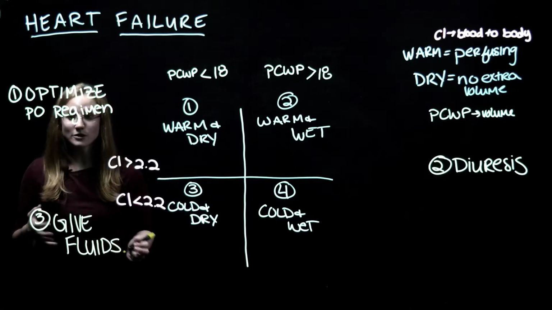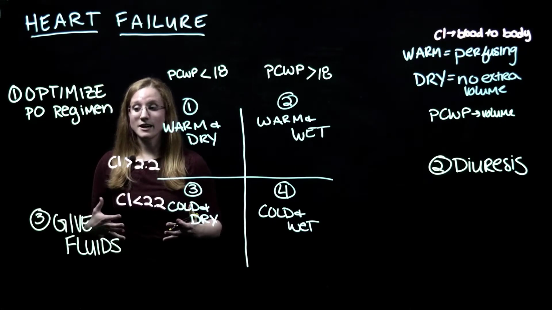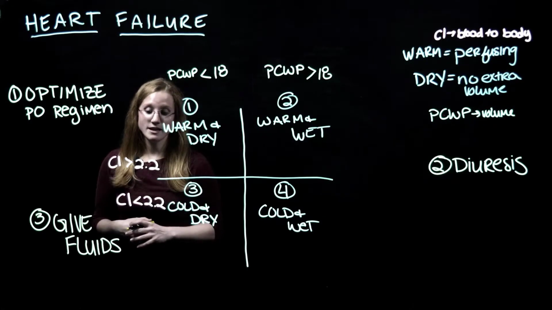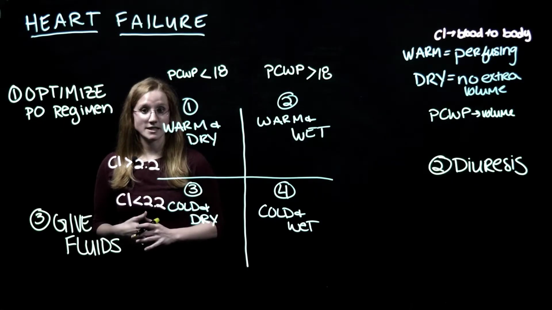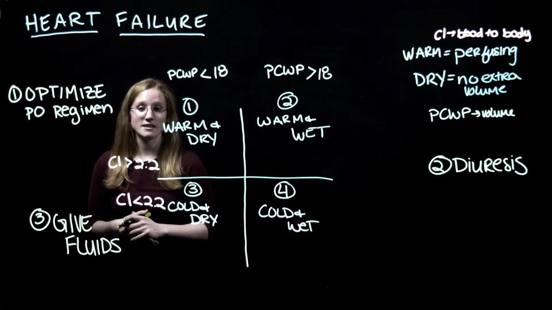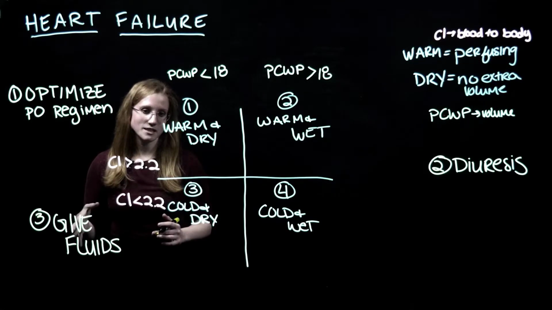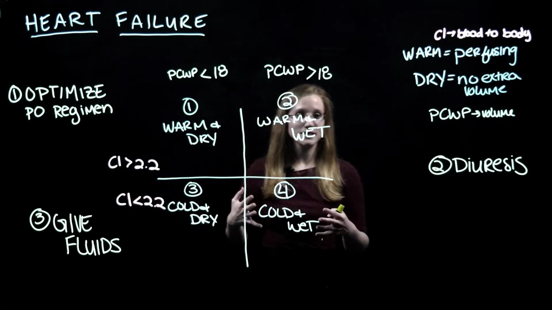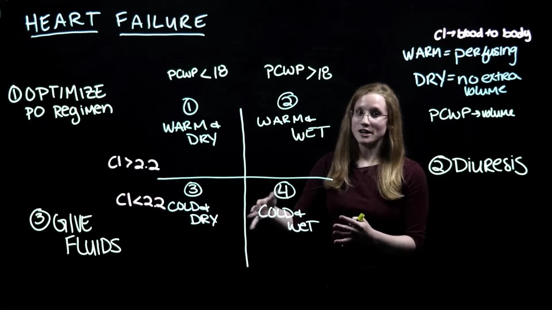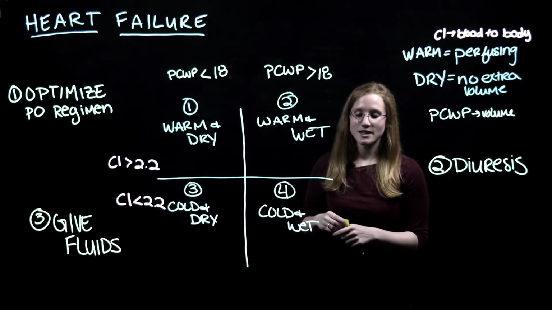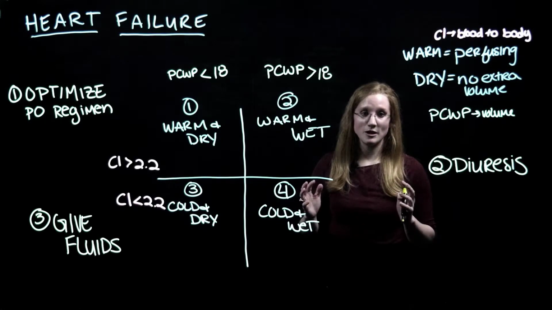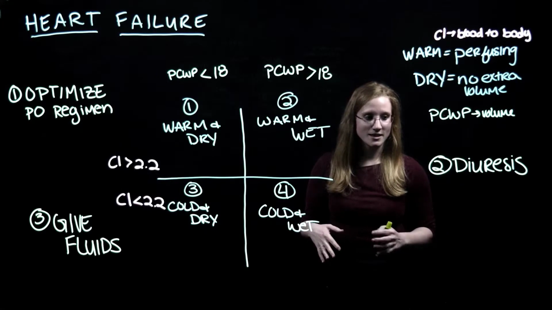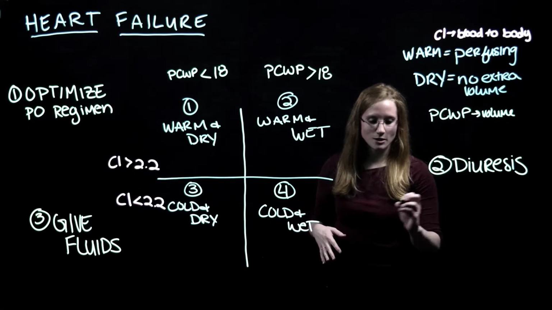So we might try to fluid challenge them, get their intravascular space up and see if that actually helps the perfusion of the body. If that doesn't work, then we might go on to something like inotropes and things like that nature. But that's going to be our main course. Now our final class, where a lot of patients come in, is actually going to be our class 4 patients. And that's probably where you guys have heard the most already, is that our patients are going to be cold and wet. So what do we do for our patients that are cold and wet?